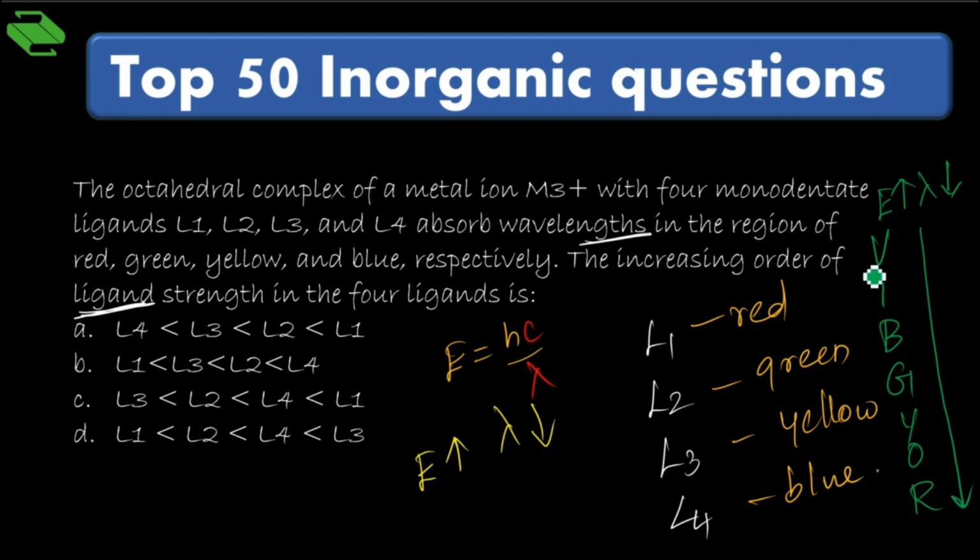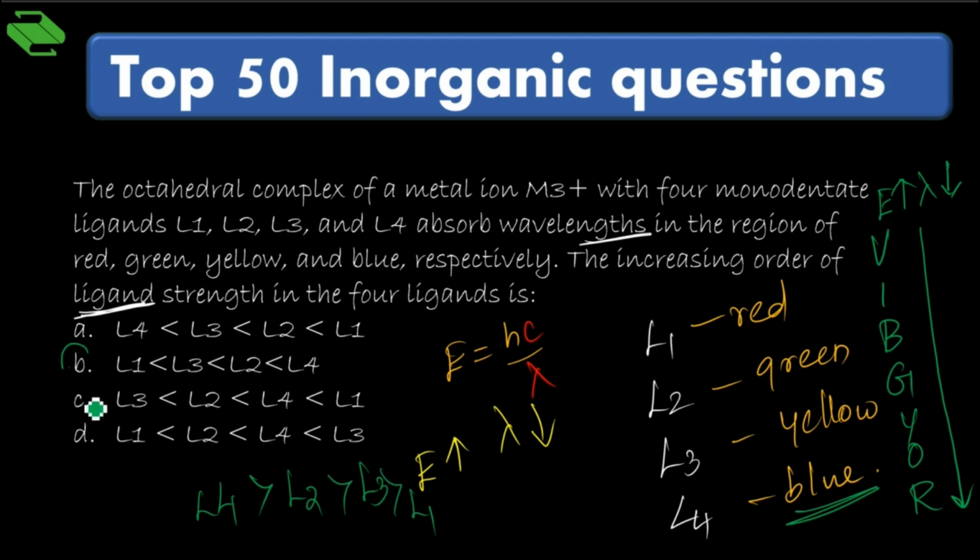So which color do we have? Not violet, not indigo, not blue. Do we have blue? Yes. So L4 must be the greatest. Then comes green, that is L2. Then comes yellow, that is L3. Then red, that is L1.